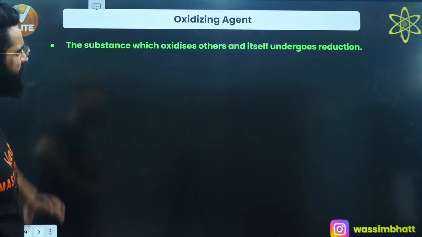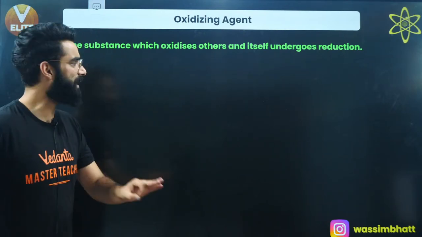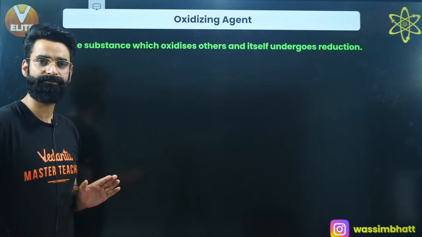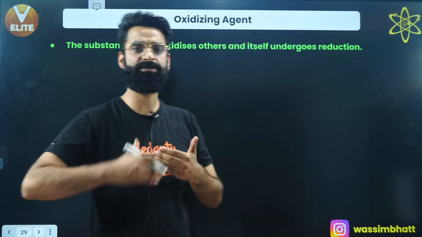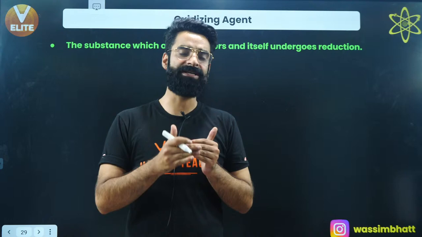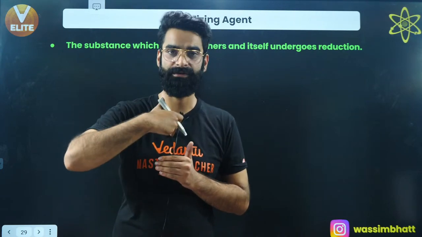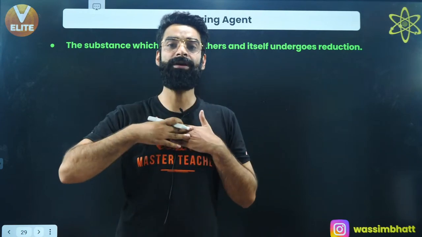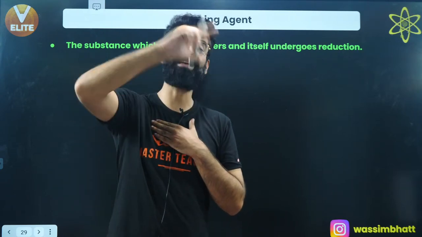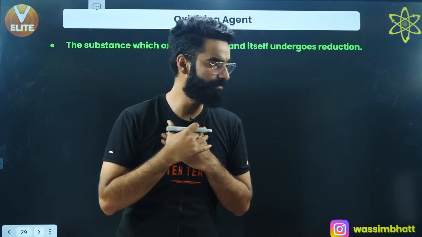Perfect, guys. What is an oxidizing agent all about? How do you define the oxidizing agent? The oxidizing agent is the substance which oxidizes others and itself undergoes reduction. What is oxidation in terms of electron exchange? Loss of electrons. What is reduction? Gain of electrons. The oxidizing agent is the one which oxidizes others but itself undergoes reduction. That means it gains the electron itself and makes the other one lose the electron.